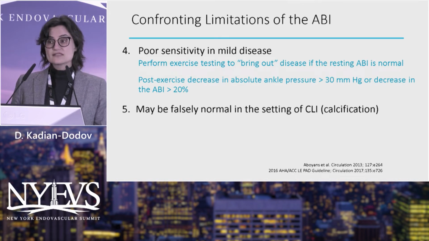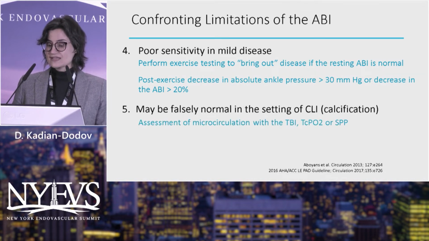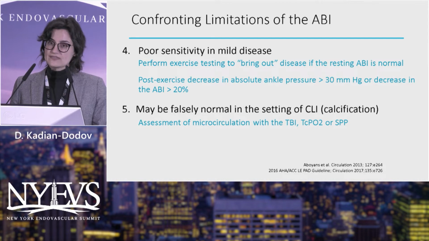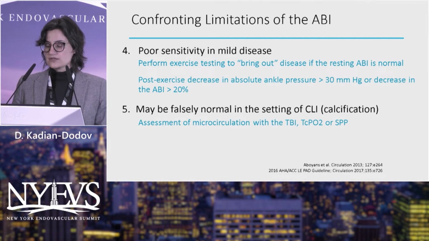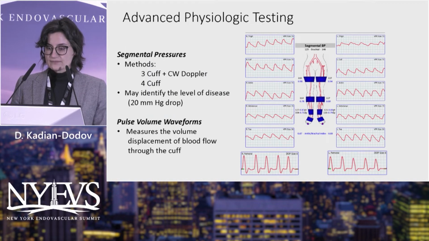Now, it may be falsely normal in the setting of critical and threatening ischemia. This is really important. And so in that setting, you may ask the lab preemptively to get the TBI or look at other markers of microcirculation, the TcPO2 or SPP, if you have access to that.